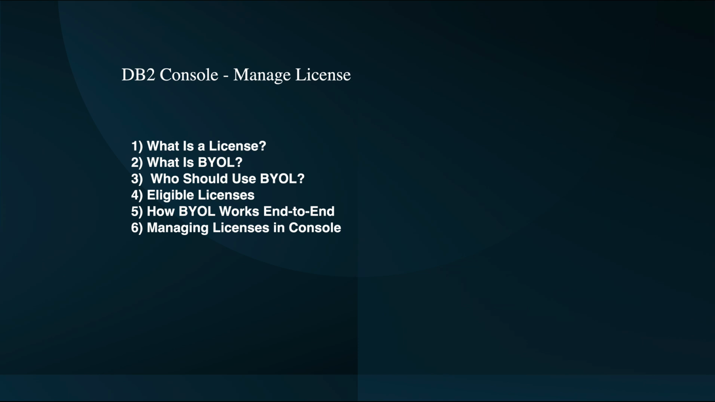So managing licenses in the IBM Cloud console: the console lets you view and switch your license mode, like subscription, BYOL, or annual, at any time without affecting your data or database configuration. Edition upgrades are supported in place; downgrades are not and would require reprovisioning.